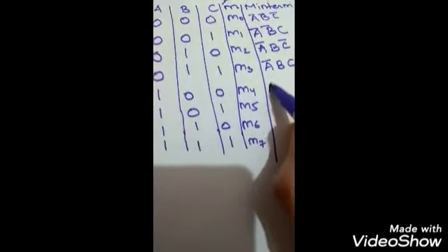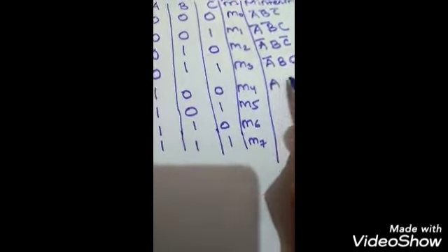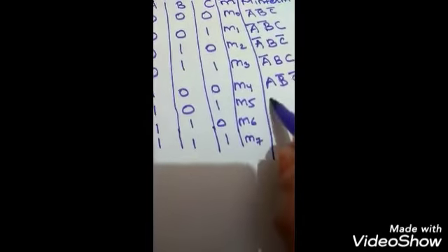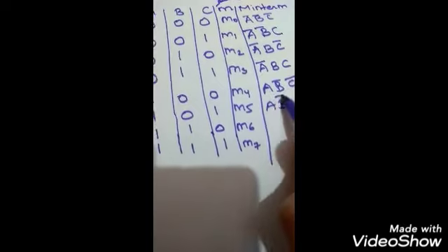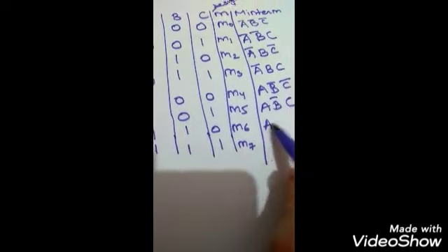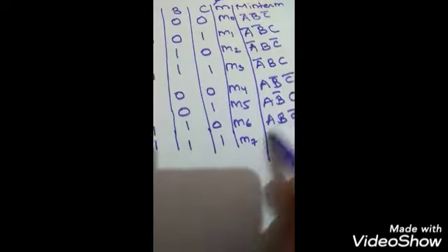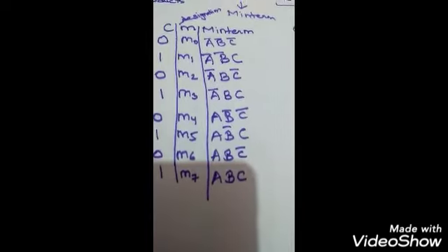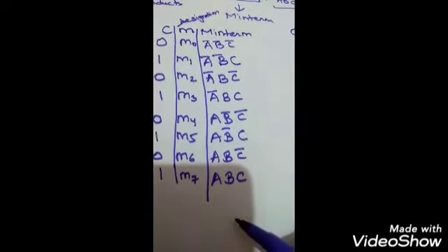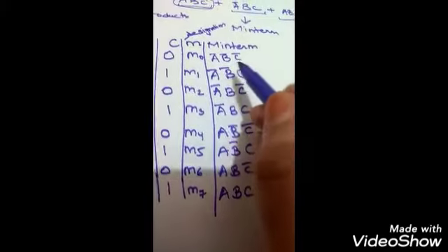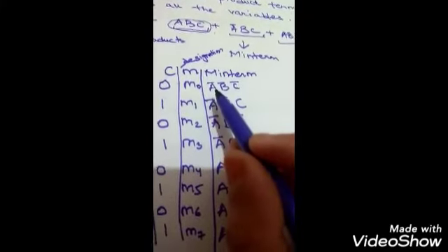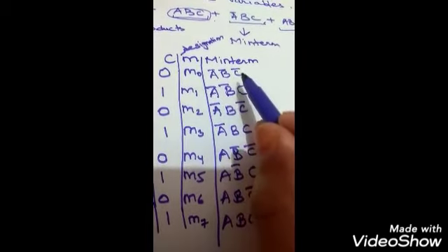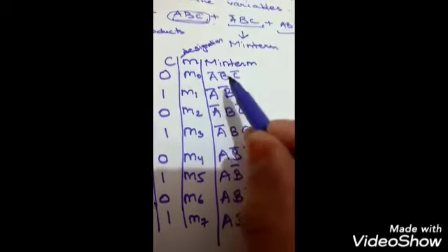For m4 we have A as 1, so it is taken normal, and B, C are 0, so they are taken as complemented. For m5, A, B complement, C. For m6, A, B, C complement. For m7 we have all three normal variables A, B and C. So these are the minterms. So here you can see that these are the product terms of all the variables, as they contain all three variables A, B and C, whether in complemented or uncomplemented form.